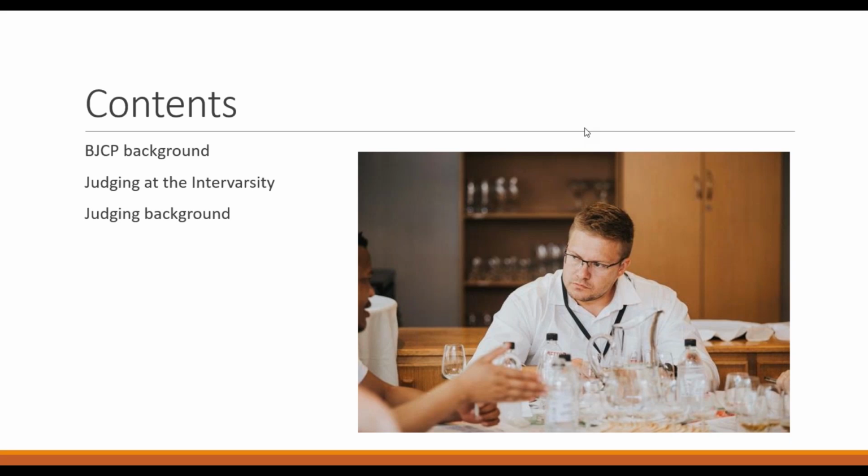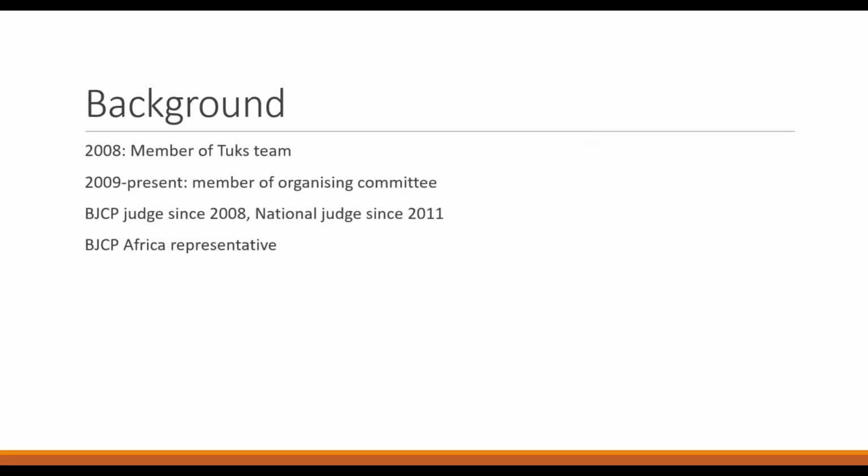There's our contents. I'm going to go through a little bit of a background about the BJCP as an organization, then some judging about how we judge at the InterVarsity, and then a little bit about how the judges typically would approach a beer. And here's a picture from last year's InterVarsity judging. One of our panelists today, Voter, in deep discussion, judging the beers. I think he was at the lagers table last year. So that's typically what one of the judging tables looks like.